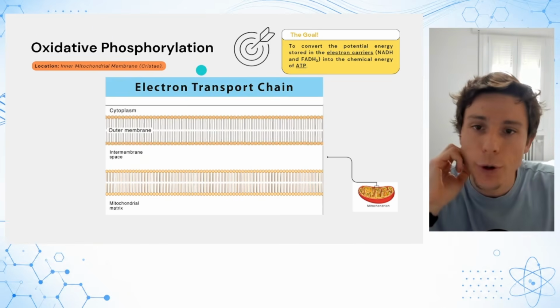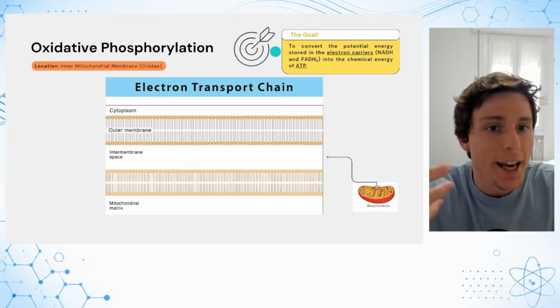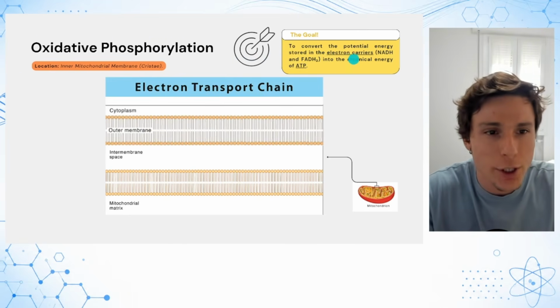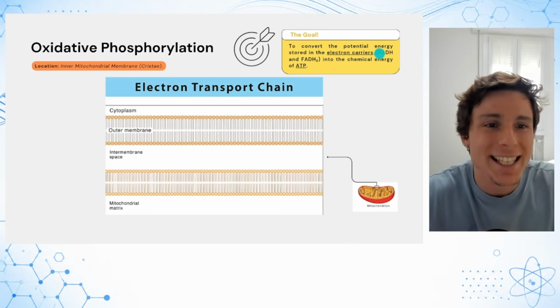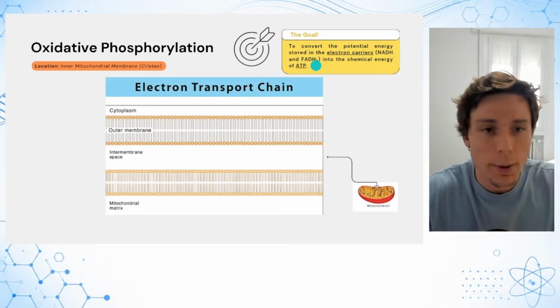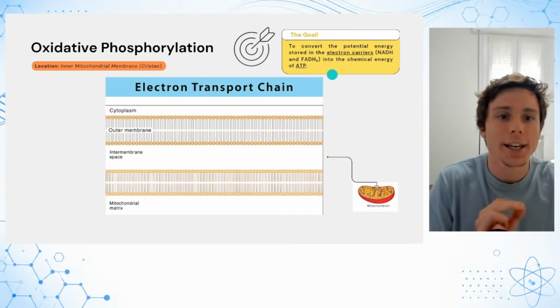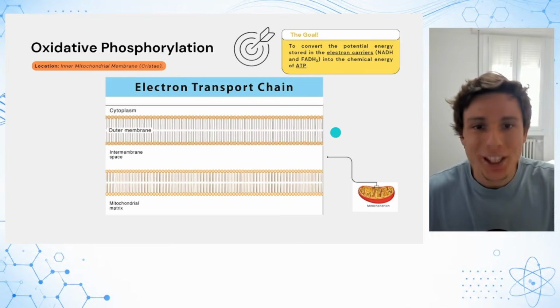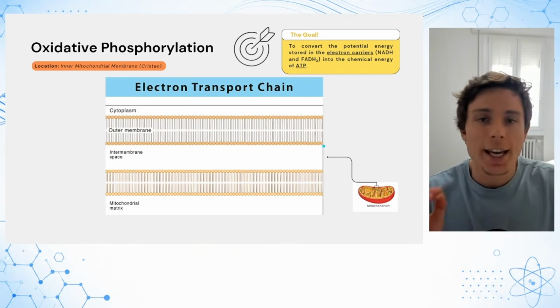And this is going to be a very important process, as I mentioned, but now saying it more technically, because it's going to convert the potential energy stored in the electron carriers, so the cofactor enzymes, the NADH and the FADH2, remember them, into the chemical energy of ATP. So it's basically saying that we're going to produce chemical energy through the energy that is stored in the electrons, more specifically in the NADH and the FADH2.